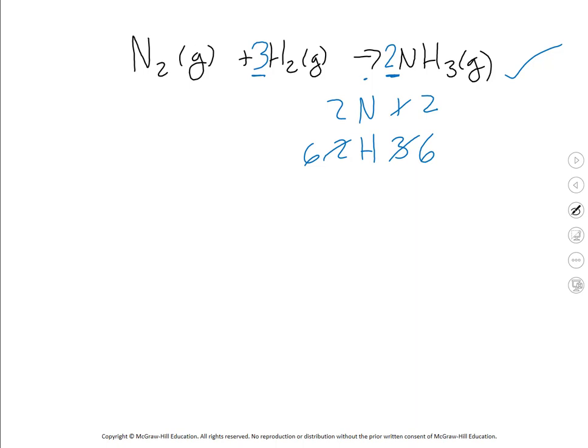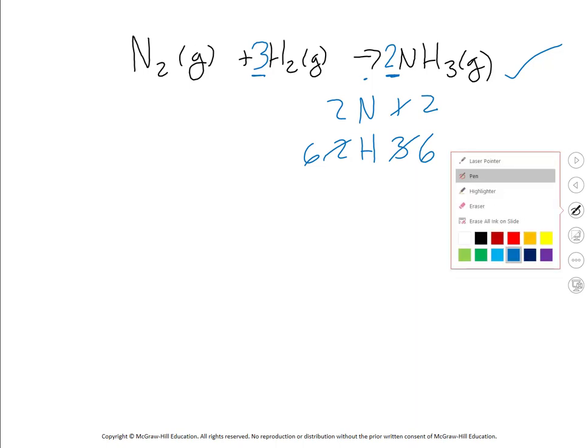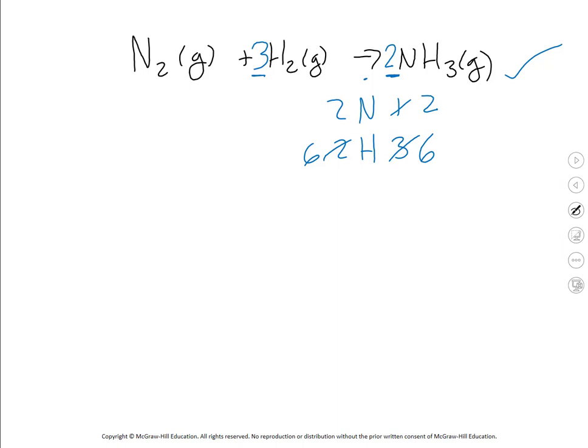For the 6 hydrogen, do you multiply the 3 hydrogen, the 3 H2? So 2 times 3 is where this 6 came from. And then 3 times that 2 is where that 6 came from.